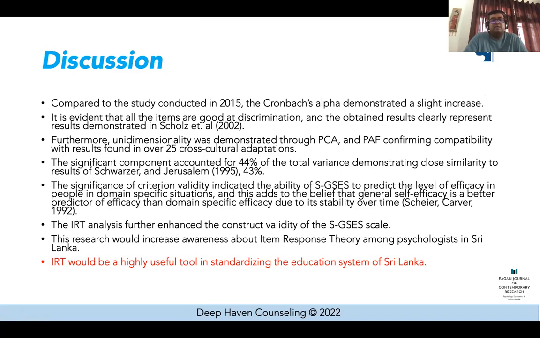And IRT analysis further enhanced the construct validity of the SGSE scale. So this really adds to the value of everything that we have done. And this research would increase awareness about item response theory among psychologists in Sri Lanka, and IRT would be a highly useful tool in standardizing the education system of our country as well. This is something I have been saying for a long time, but more on that can be discussed later.